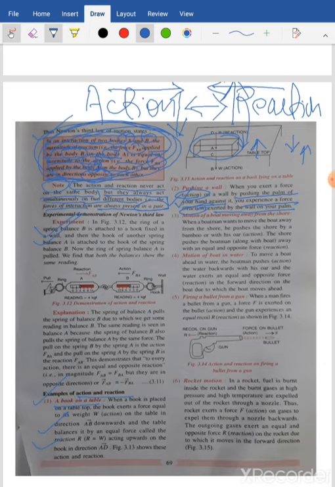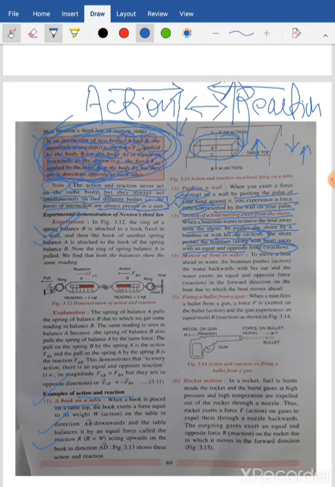Now the third example is the motion of a boat away from the shore. When a boatman wants to move the boat away from the shore, he pushes the shore with a bamboo or with his oar. That is the action. The shore pushes the boatman along with the boat away with equal and opposite force, that is the reaction. So when the boatman wants to move the boat away from the shore, he places a bamboo and pushes against the river bank, as if pushing the bank.